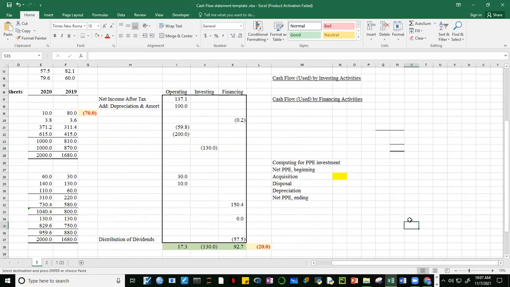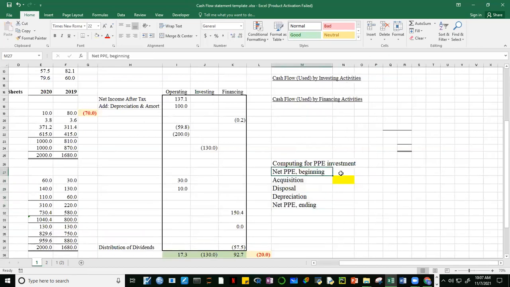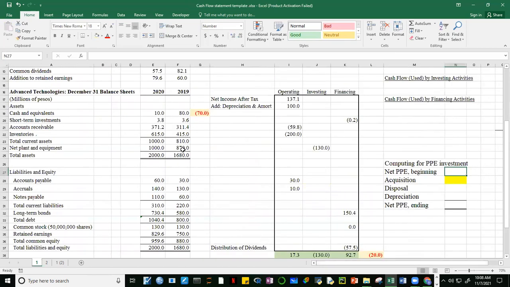The computation will take this form: computing for the PPE investment. Let me just increase this a bit. So we start with how much was at the beginning, and then we have to solve for how much was acquired by the company, and then how much was sold, and then net it against depreciation, and that's how we come up with the net PPE ending. So what do we know here? We know that the net PPE beginning is this amount, 870. The acquisition, we don't know, so we will have to solve for this.